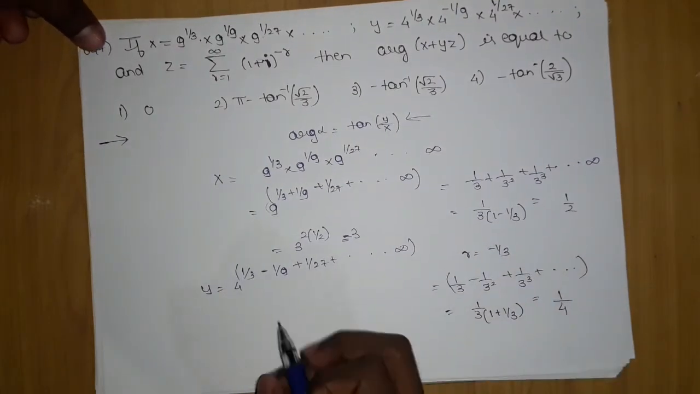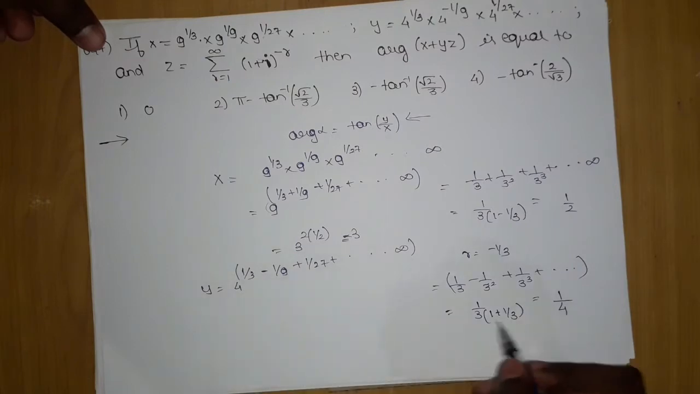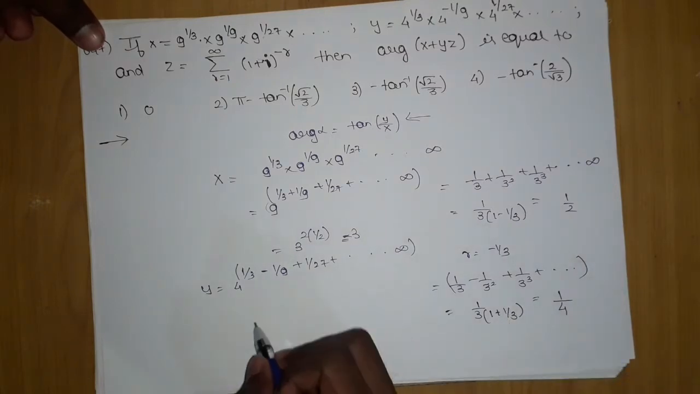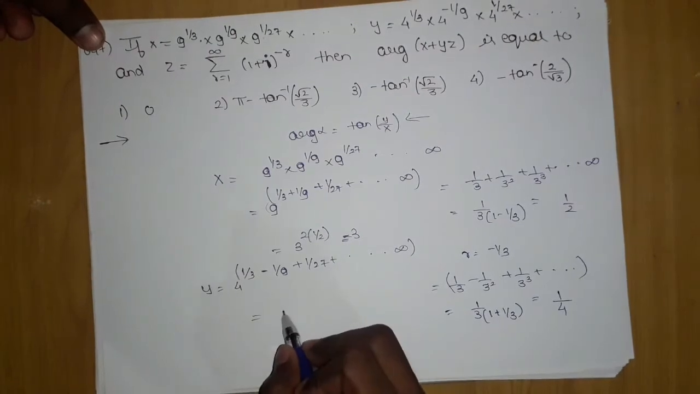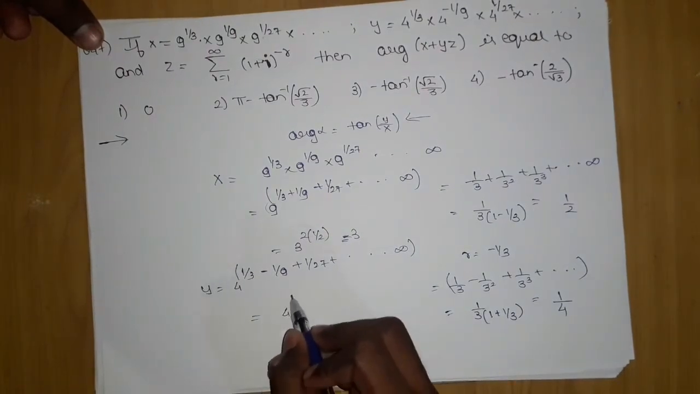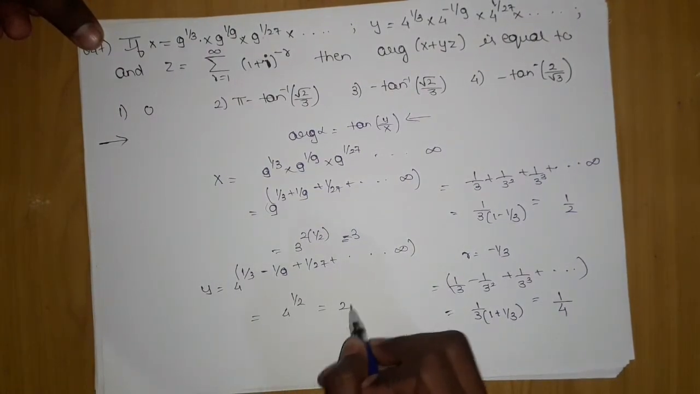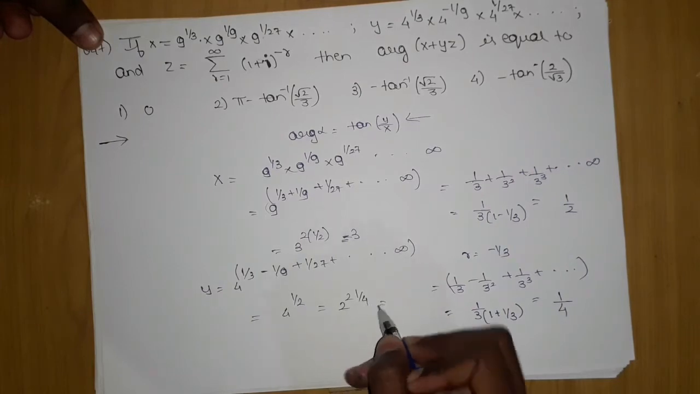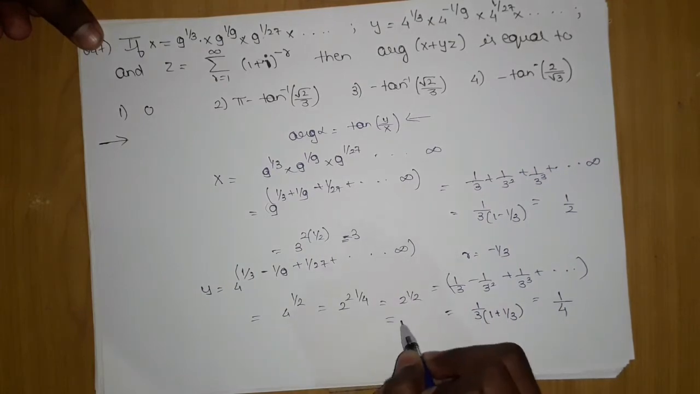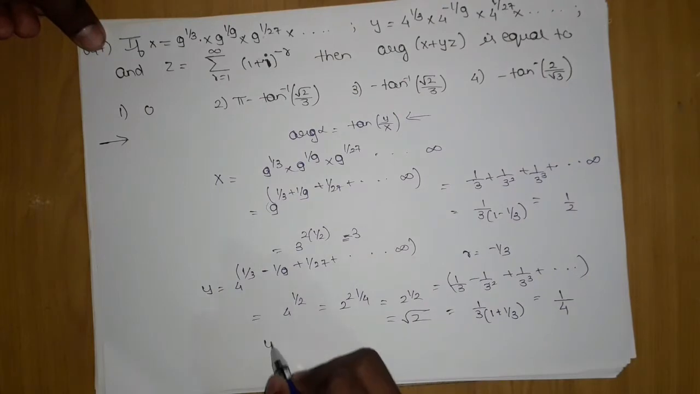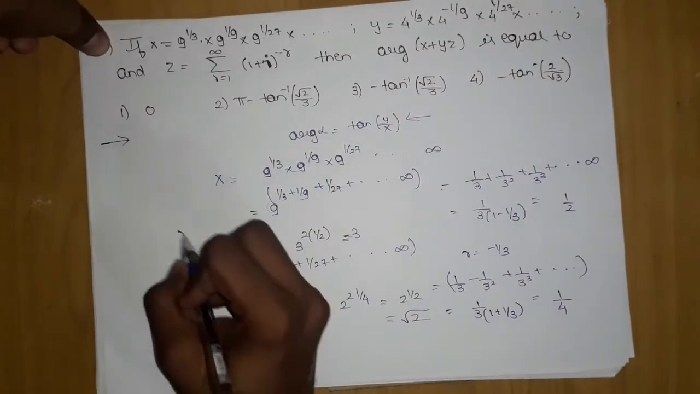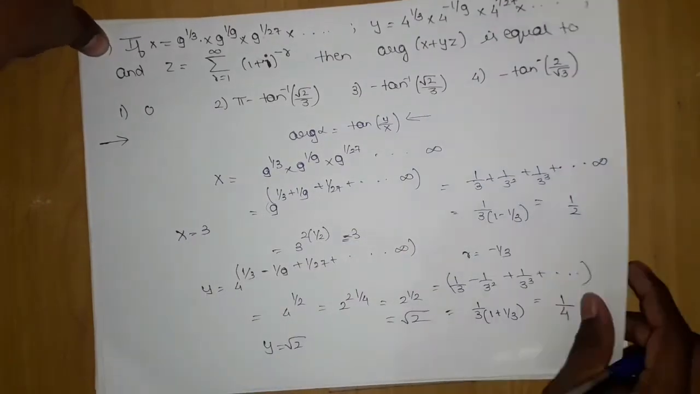This will become 1 by 3 plus 1 by 4, and 3 3. Fine. So this will be 4 power 1 by 4. This I can write as 2 power 2 into 1 by 4, which will give me 2 power 1 by 2, which is nothing but under root 2. So I got y equals under root 2, x equals 3. Now let me take the next page.